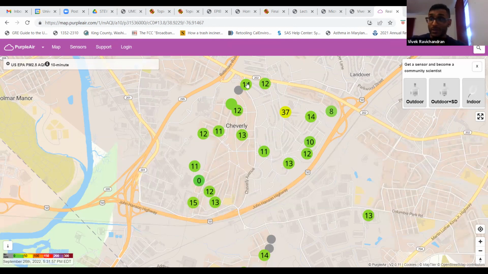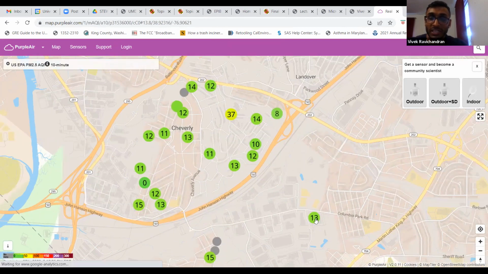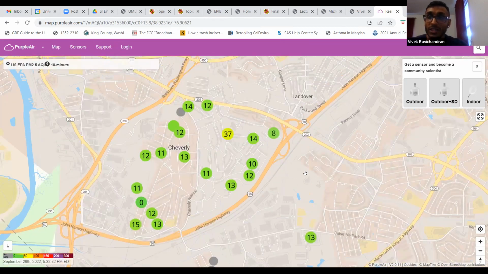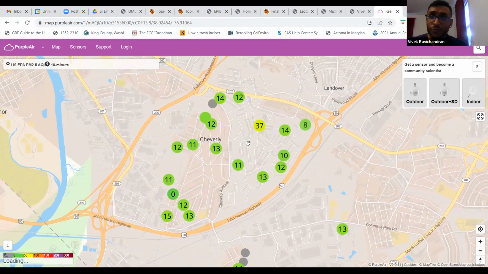So right now the numbers are kind of stationary, but they will change every couple minutes, because it's uploading data continuously. What you see here is our hyperlocal network in Cheverly, Maryland, and we have about 23 to 24 monitors. Some of these over here are actually not with us, so these are external endeavors. But the first thing you're going to want to observe is the color of the circles.